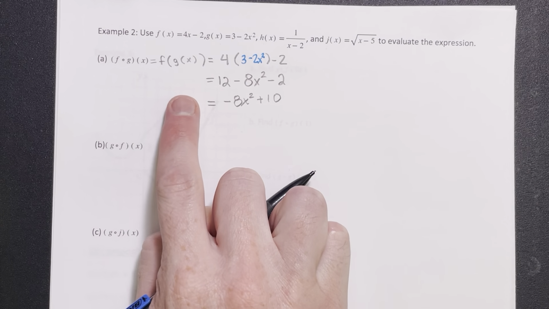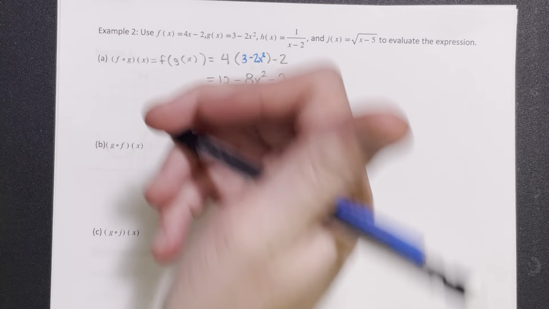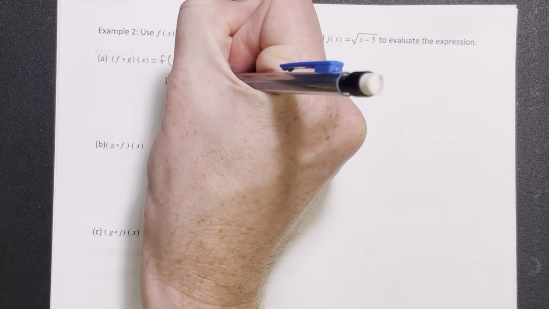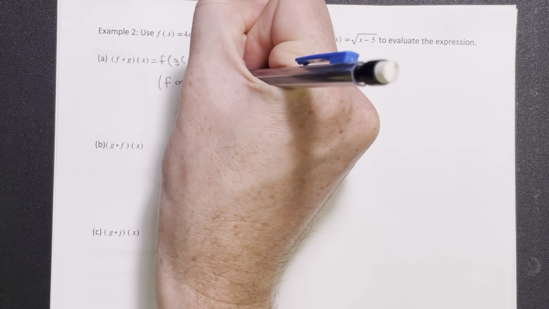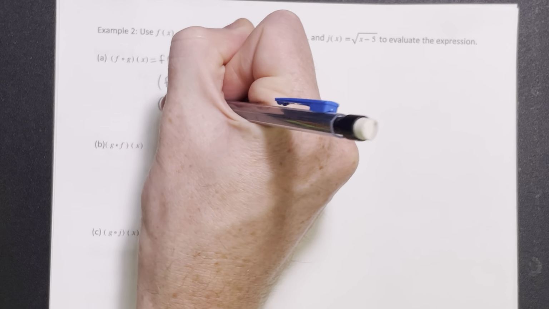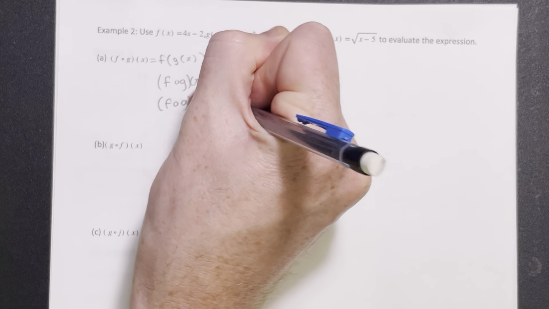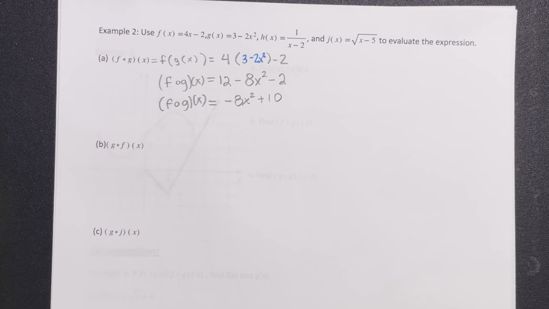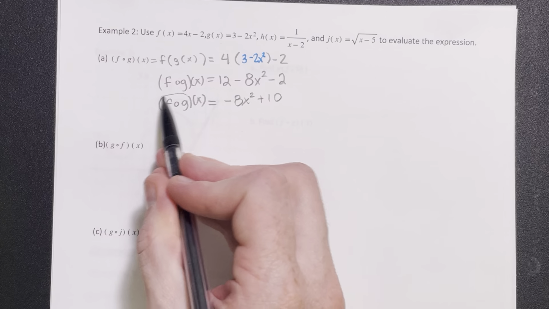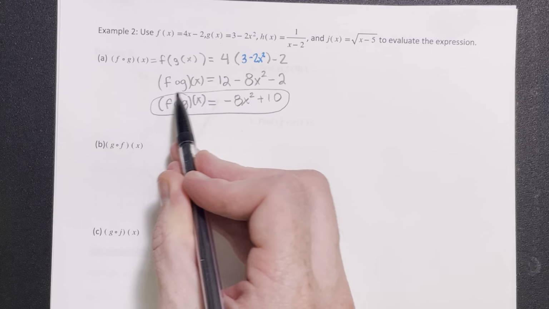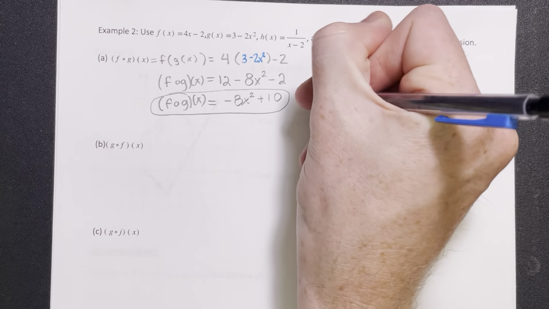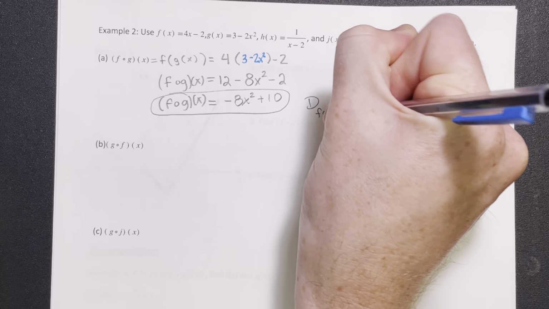Oftentimes people get confused when they leave nothing on the left side, so I recommend that we keep bringing down the f of g of x so that we show this is the composed function we're trying to finish and calculate. But we also want to think about its domain. So we're going to find the domain of f of g.